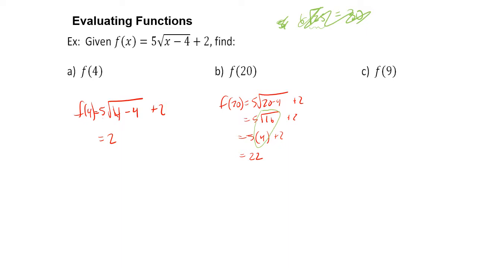This last one, f of 9 is 5 times the square root of 9 minus 4, plus 2. So this is equal to 5 root 5 plus 2. And that's it. You can't simplify this, unfortunately, any more than that. So that's it. You just plug numbers in. That's called evaluating a function at a certain input value.